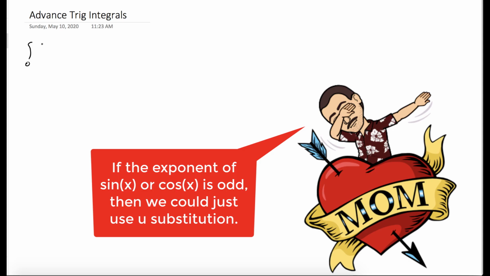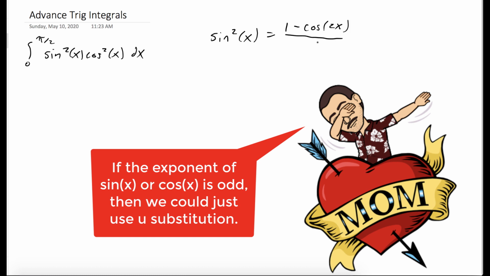So we want to evaluate the integral from 0 to pi over 2 of sine squared x times cosine squared x. And since both of these powers are even, we have to use the half angle rule, which says sine squared x is equal to 1 minus cosine of 2x all over 2, and cosine squared x is equal to 1 plus cosine of 2x over 2. And so we'll sub this into our integral.